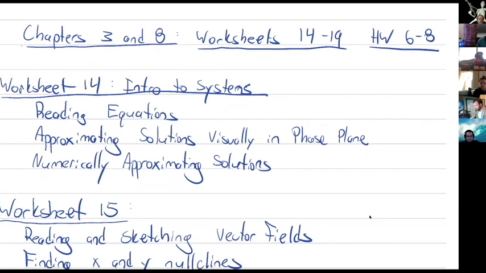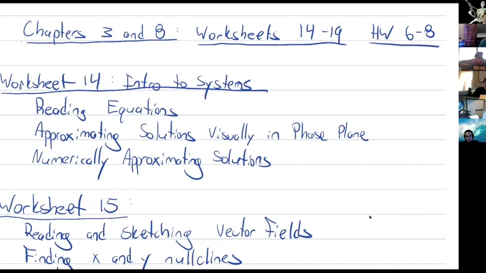So this exam is on the material that we covered in chapters 3 and 8. We didn't cover every section in those chapters in the reading material, and we did some additional stuff that was not actually in that material, like nullclines and stuff like that. So I think more safely, it's better to base this on what stuff we did in worksheets 14 through 19. And that relates to the last 3 homework assignments.